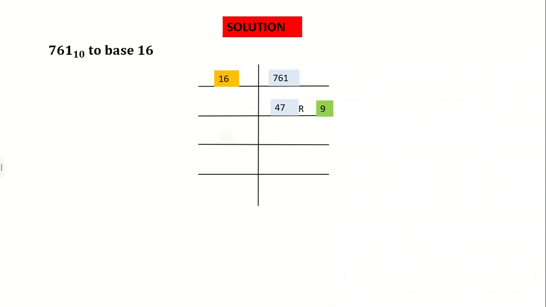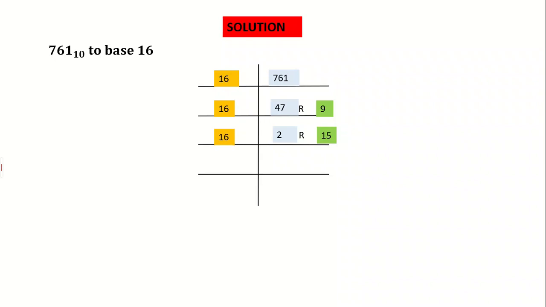You go through the process again by dividing 47 by 16. What will it give you? 2 times, that's 32, and it's going to remain 15. That 15 is one single value in this aspect. Take note of that.